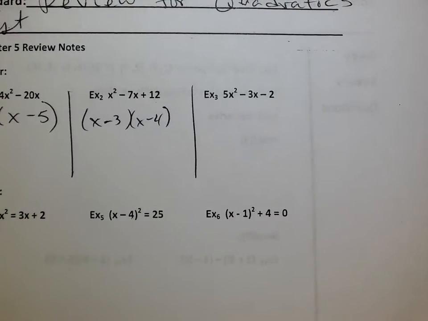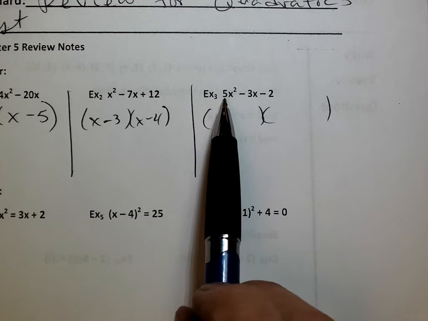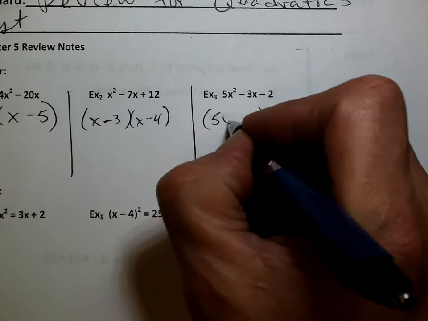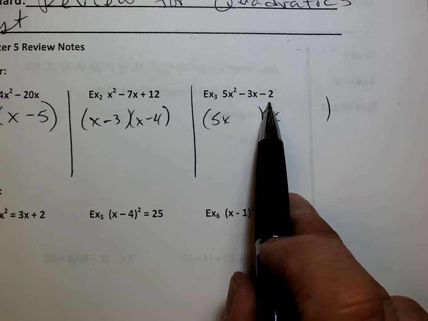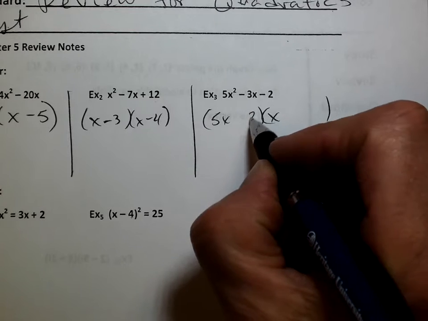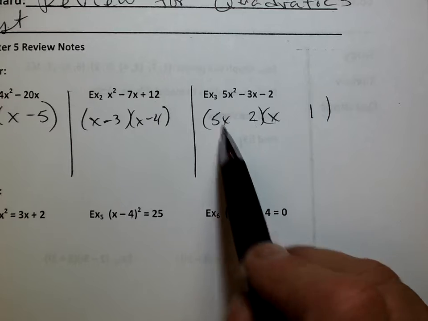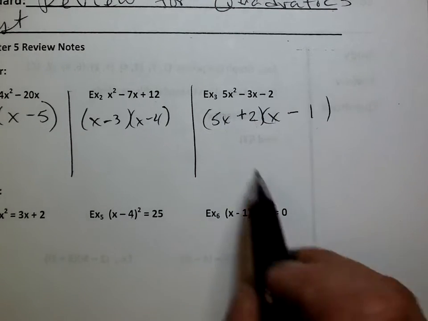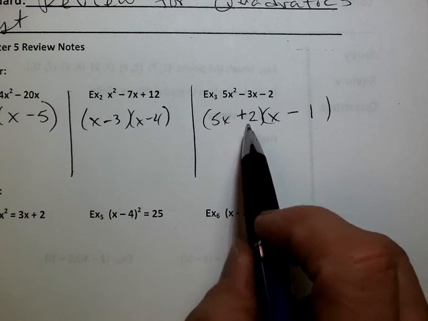Number 3. Parentheses, parentheses. When I have a leading coefficient, I really have to check my double smiley. When there's a number in front of x squared, I need to check my double smiley. So 5x, x for sure. 2 and 1, and I have to be careful where I put the 2 and the 1. I'll put the 2 here and the 1 here. If I check my double smiley, I get a 2 and a 5. I need a negative here and a positive here, so I get the negative 5x, positive 2x.